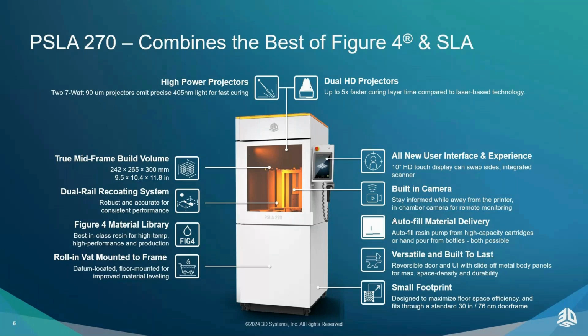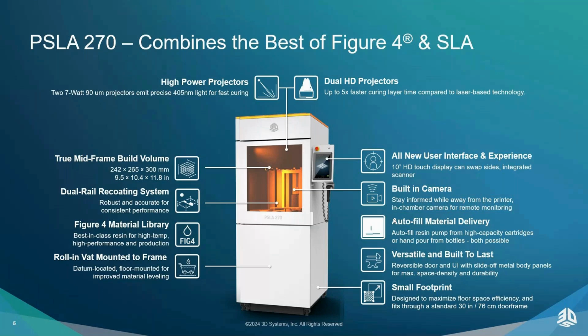As I mentioned, the 405 nanometer light source is optimized to run our Figure 4 set of materials. Now, if you're familiar with Figure 4, then you know what I'm talking about. If you're not familiar with Figure 4, these are really the best in class industrial resins for high temperature, high performance, production, prototyping, and additional special applications. And many of these materials are already qualified to run on the PSLA 270.